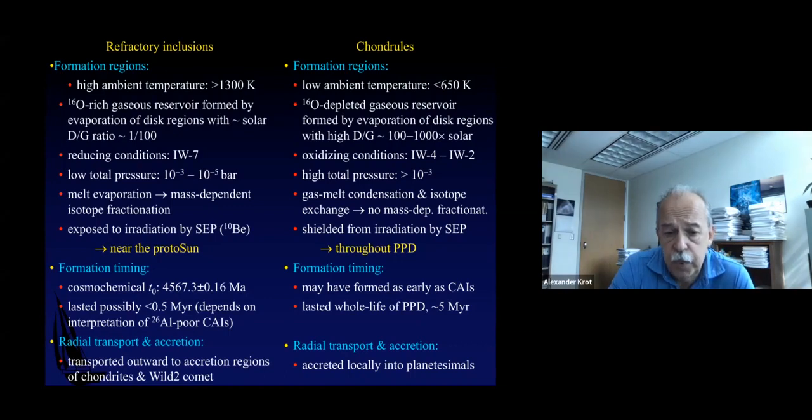So CAIs after formation must have been transported outward to accretion regions of chondrites and comets, whereas chondrules appear to have accreted locally into planetesimals. I think that's all I have for the introduction.